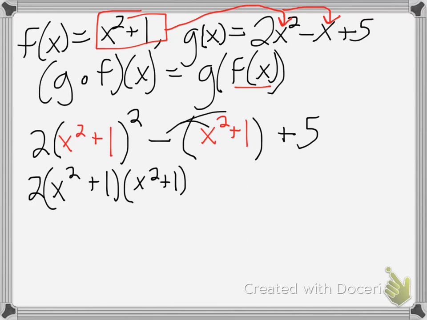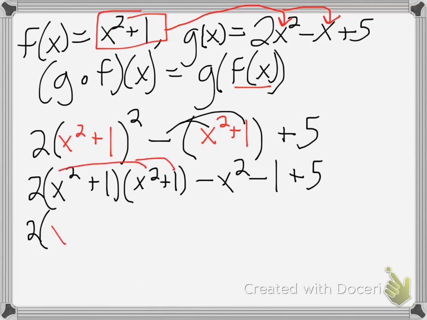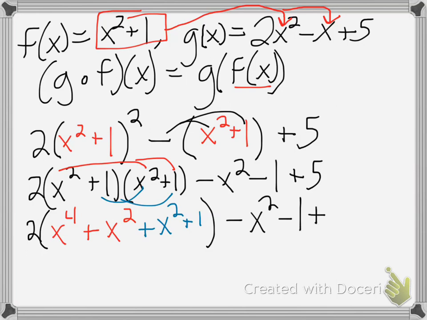I'm going to distribute this negative inside so I can get rid of the parentheses. Minus x squared minus 1 plus 5. Okay? I'm going to put the 2. Now I'm going to open up another parentheses, and I'm going to do the distribution of the two of them. Alright, so x squared times x squared gives me x to the fourth, plus x squared times 1 is x squared. Now I have to distribute this 1. 1 times x squared is another x squared, and 1 times 1 is 1. Okay, that's the end of the distribution. Close the parentheses. Minus x squared minus 1 plus 5.